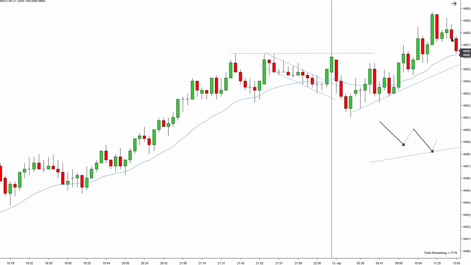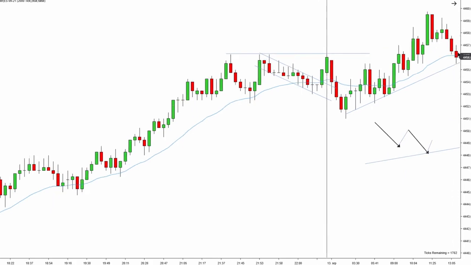We have a big bearish bar, another big bearish bar, and we have a third bearish bar.